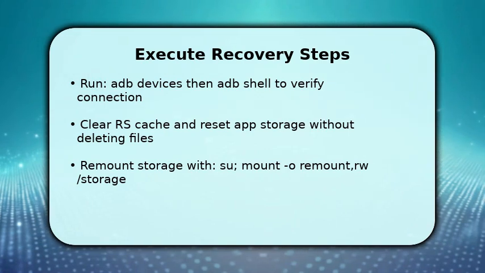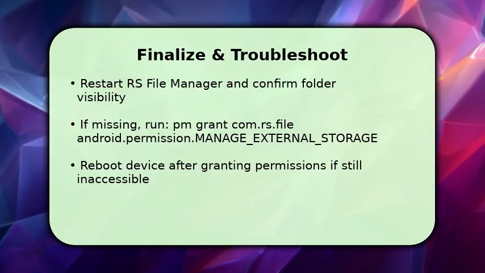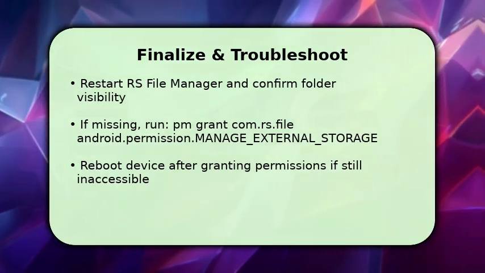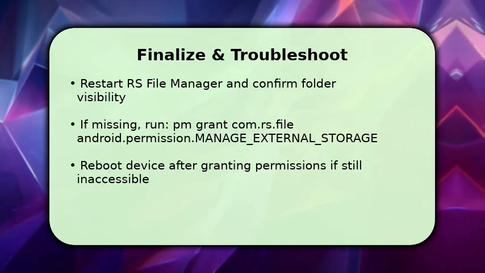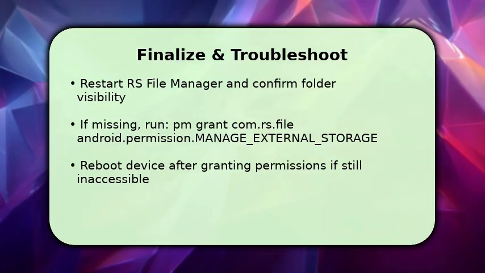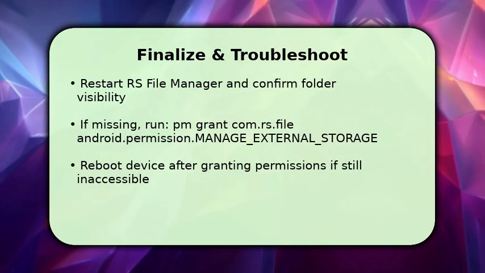Finish by restarting RS File Manager and checking that folders and files are visible. Make sure media scans complete. If permissions still block access, grant full manage external storage using the package manager command shown, then force stop and reopen the app. Once done, reboot the device to apply mount and permission changes system-wide.